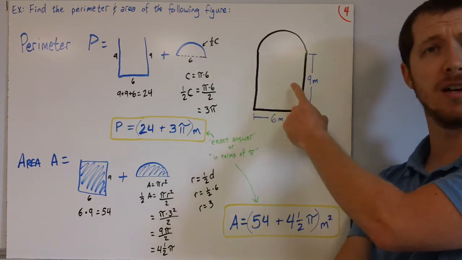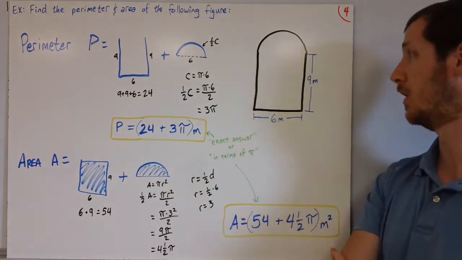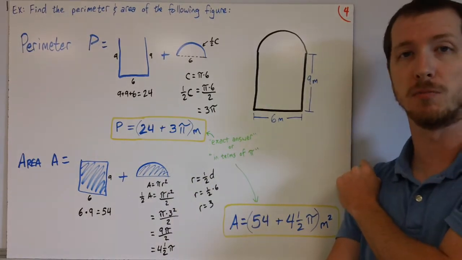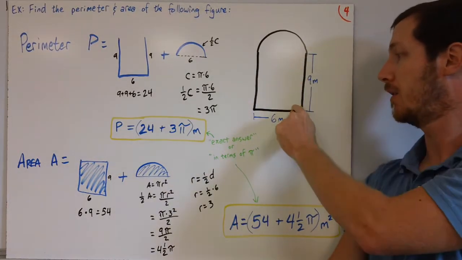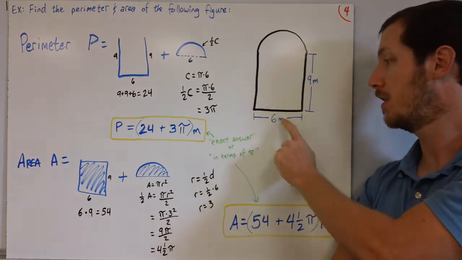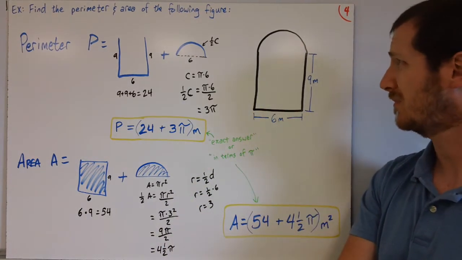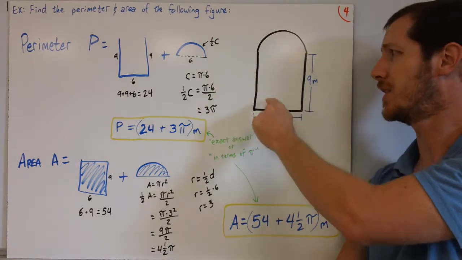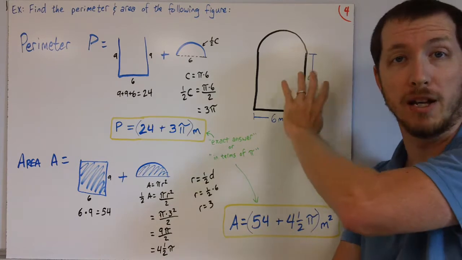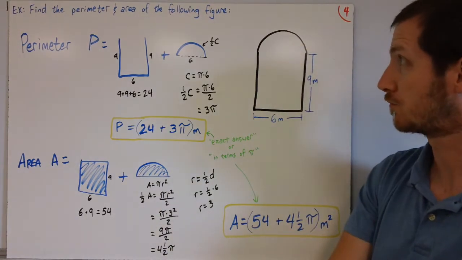Okay, this is our figure here in black. This is what we're given. Okay, we're given this funny looking figure, and we're told 2 measurements on it. We're told the height from here to here is 9 meters, and then the width of the base from here to here is 6 meters. Now if you notice, it kind of looks like it's a rectangle with a little half circle on top, and we can assume that that's what it is.